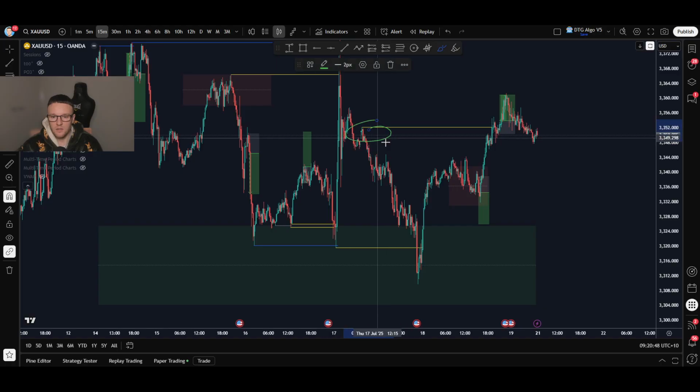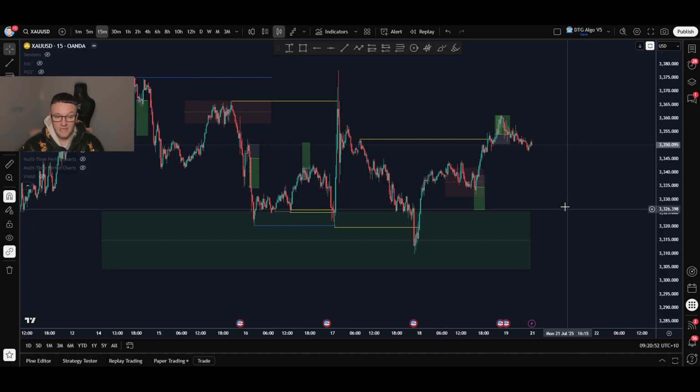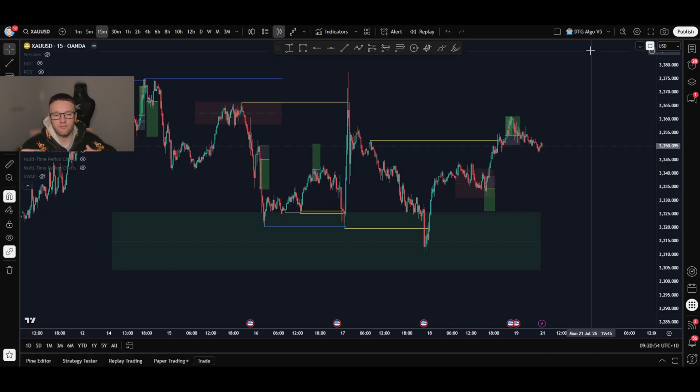So, just look at the precision of these levels. Just absolute precision. If you want to learn how we find these levels, it's all very clear. It's all very simple. It's not difficult at all. Anybody can join with minimum experience and understand these concepts pretty quickly.